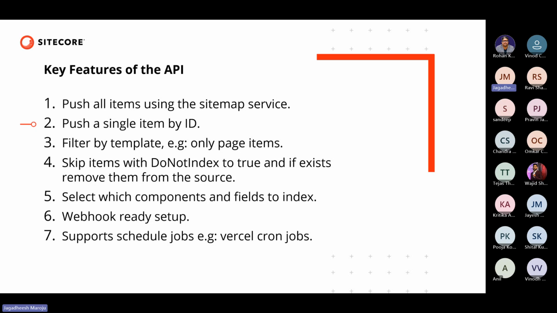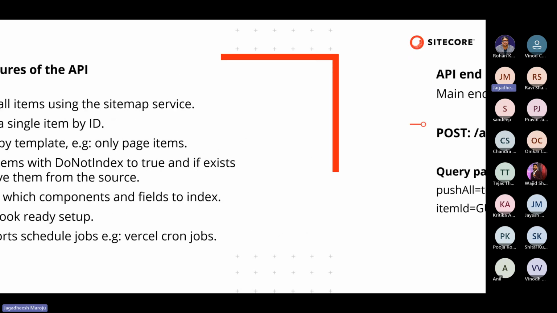An example is that you can use Vercel cron jobs. If you have your XM Cloud Next.js app hosted in Vercel, then you can utilize cron jobs. It's kind of a scheduler, like what we used to do in on-prem with the task scheduler. Vercel offers that, so you can use Vercel cron jobs. So these are all the key features of what this API does. And then we'll talk more about this API.